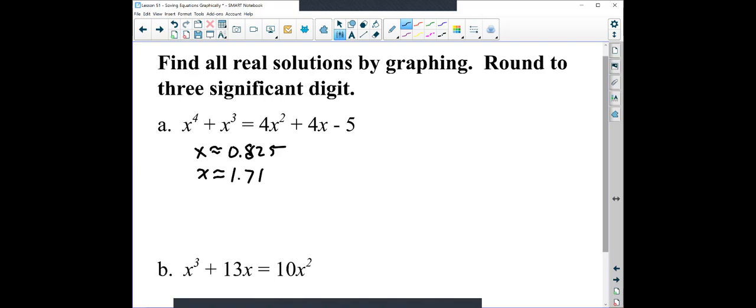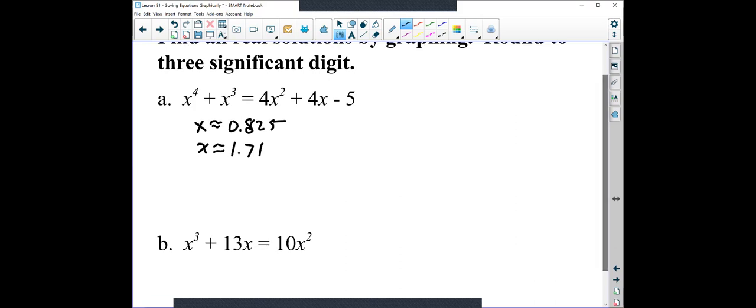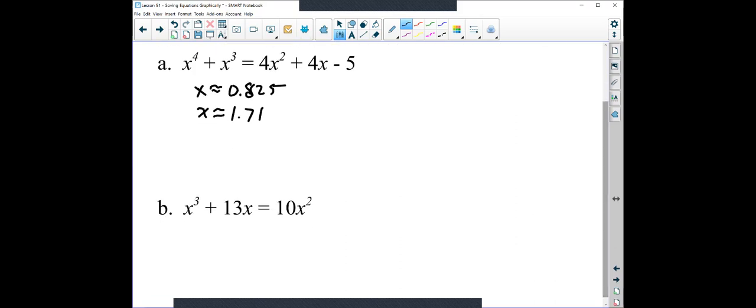All right, so just two real solutions for that one. I should be a little more careful with how I say that. There could be one of them that occurs more than once, or we could have a couple of complex solutions, which we can't find by graphing.